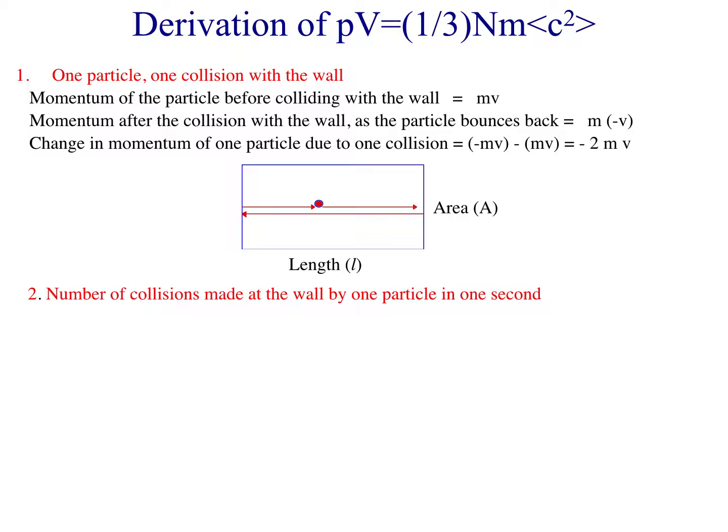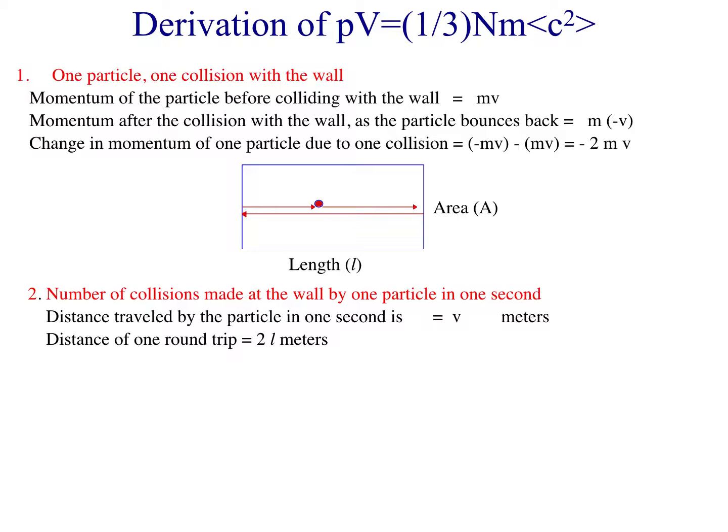Keep this in mind, and we can now calculate the number of collisions made by the particle at one of the walls, that is, the wall on the right-hand side, in 1 second. So we ask, how many collisions does this particle make on that wall on the right side? That, of course, depends on how many round trips it's going to make. The length of the box along the x-axis is L. Therefore, the round trip length is simply equal to 2L.